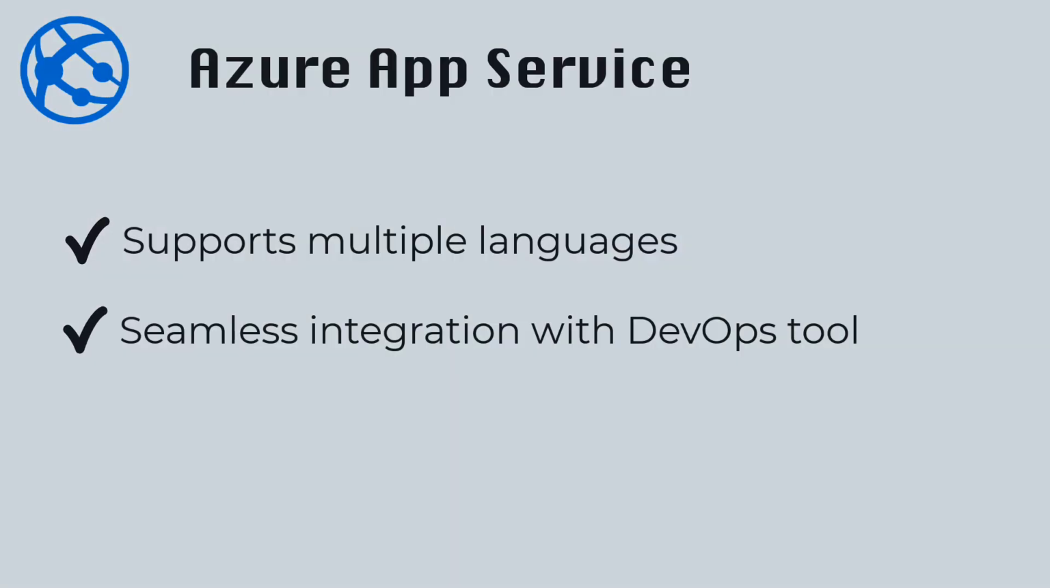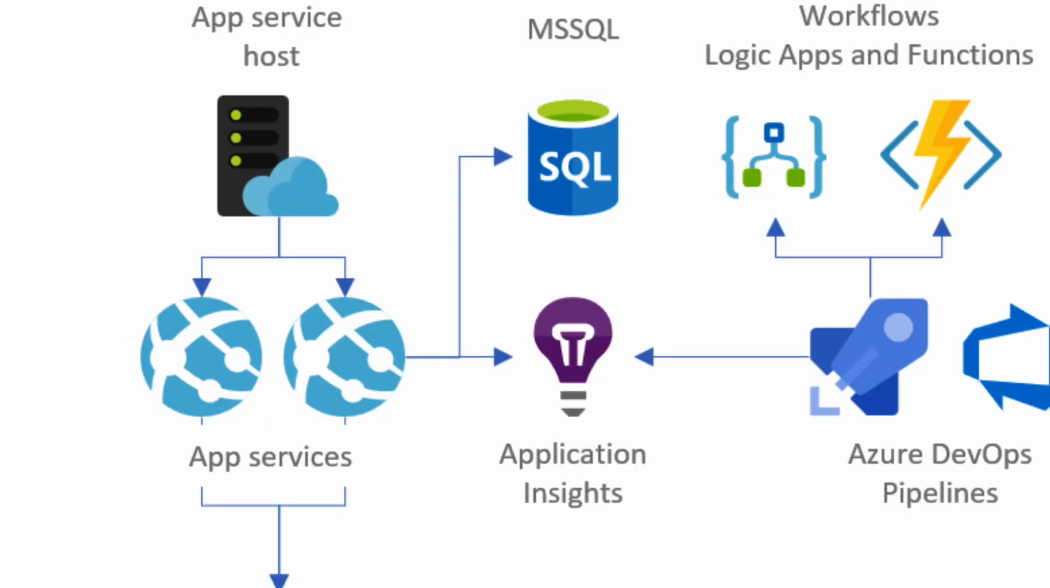Next is DevOps integration. Azure App Service seamlessly integrates with popular DevOps tools. This means that your application or system can easily work together with well-known software and practices used in DevOps. This helps teams collaborate more effectively and speed up the development and delivery of software.